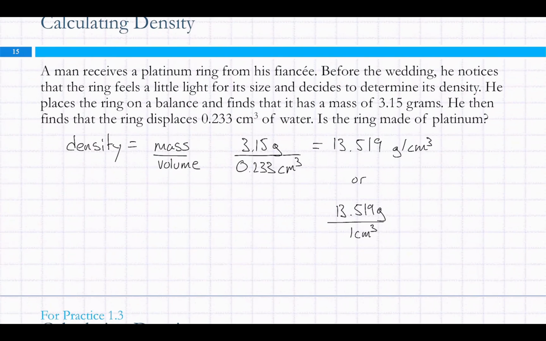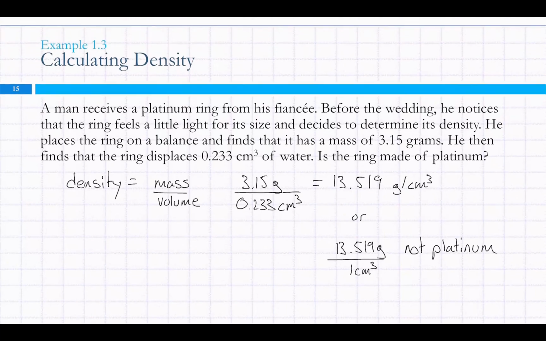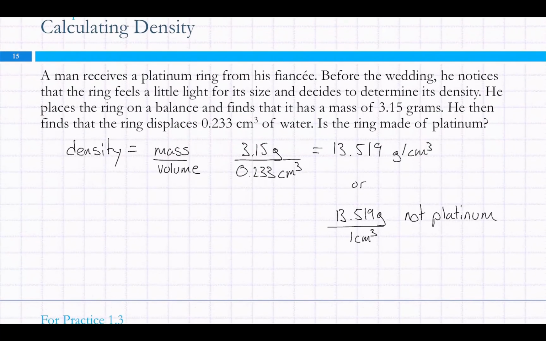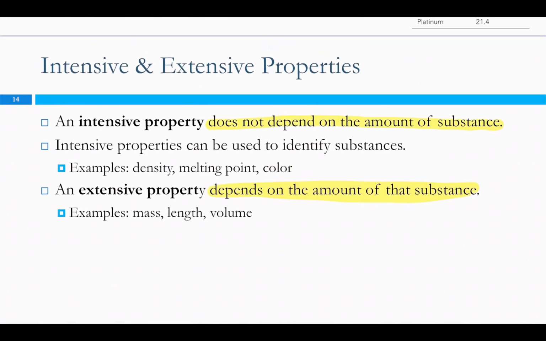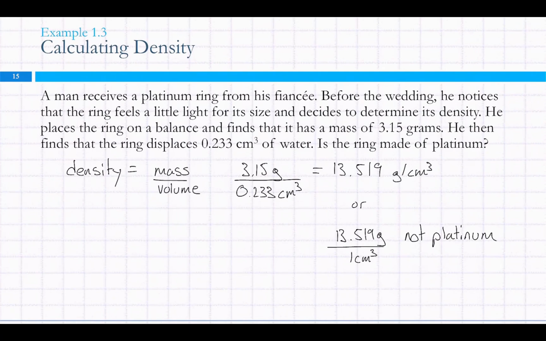Definitely not. So to answer this question, not platinum, because density is an intrinsic property of platinum. Any amount of platinum is going to have a density of about 21.4, whatever it was, grams per centimeter cubed. This does not have that density, so it can't be platinum.